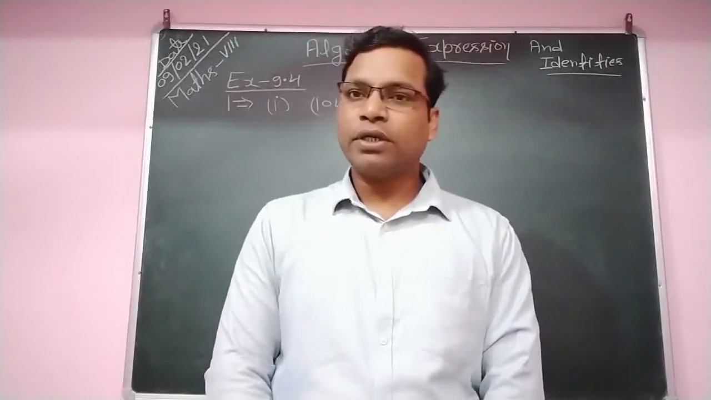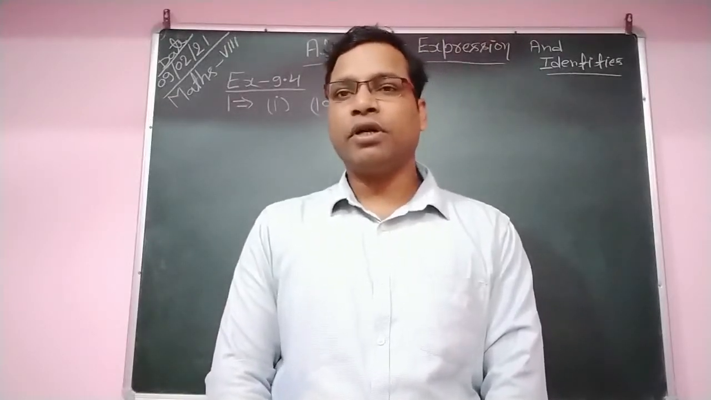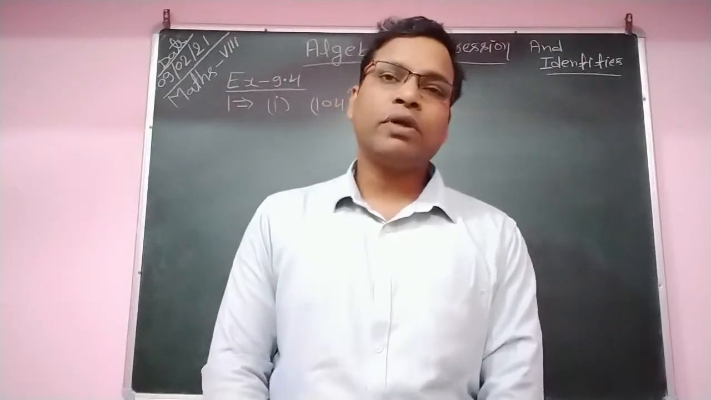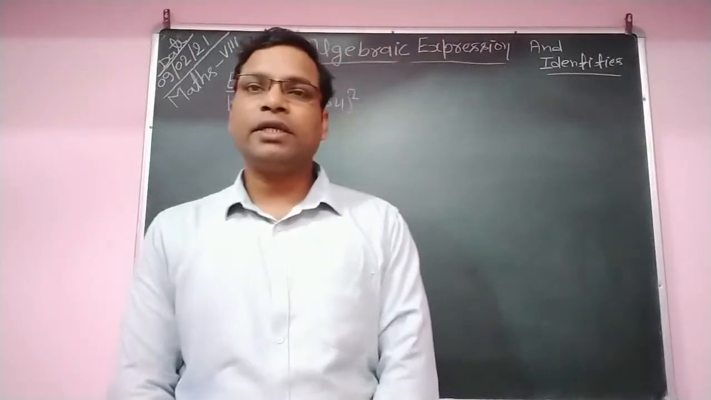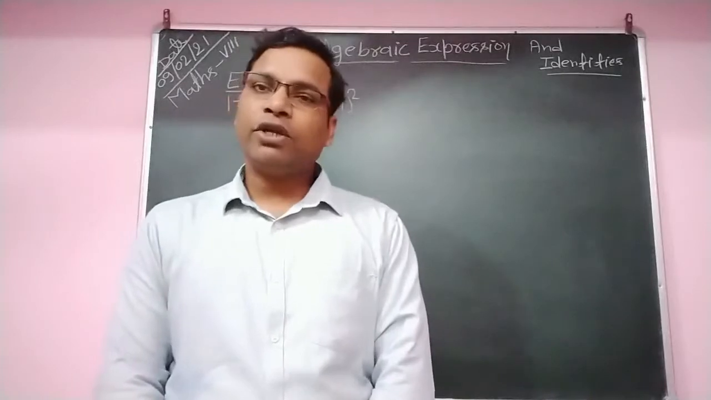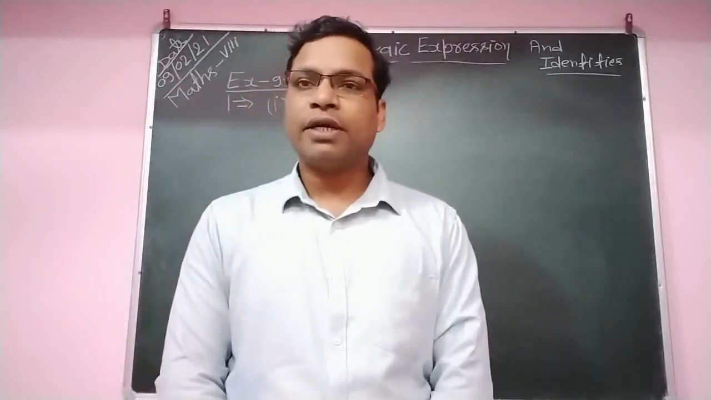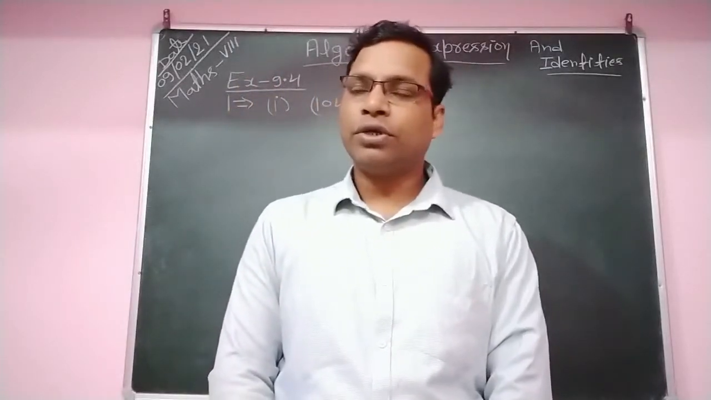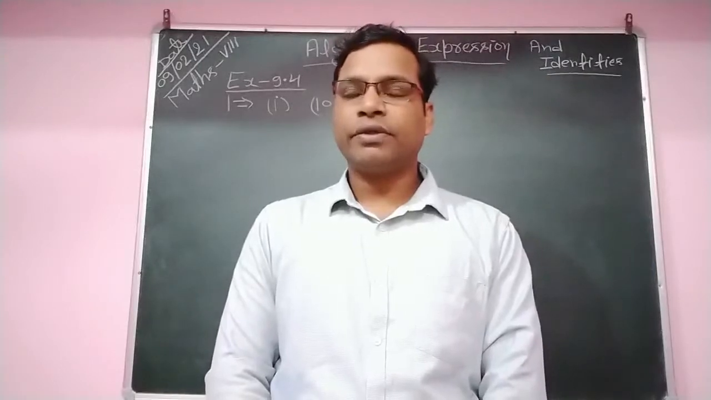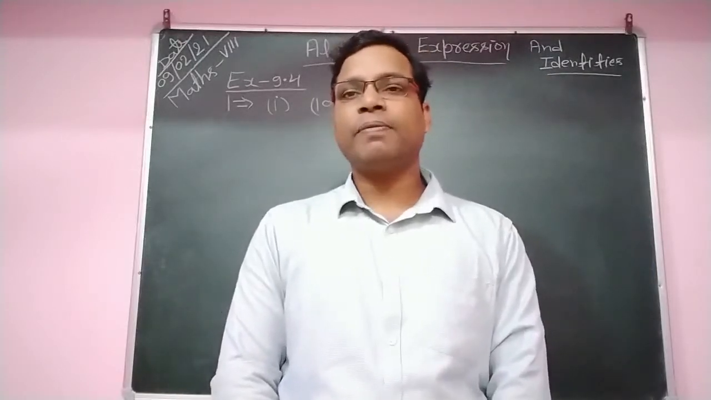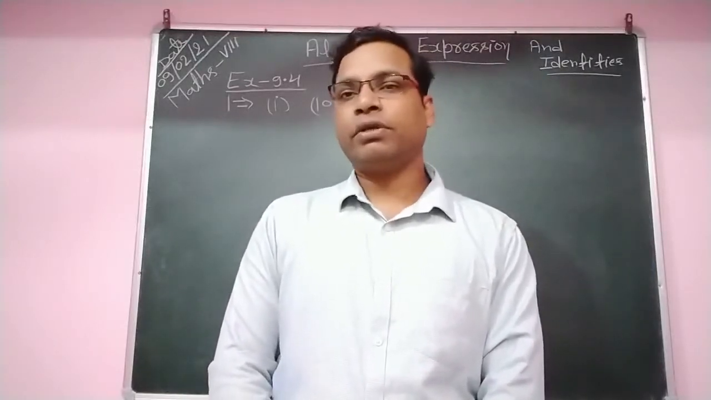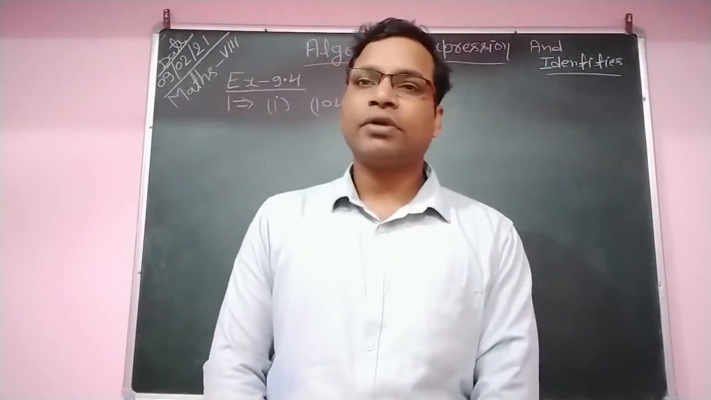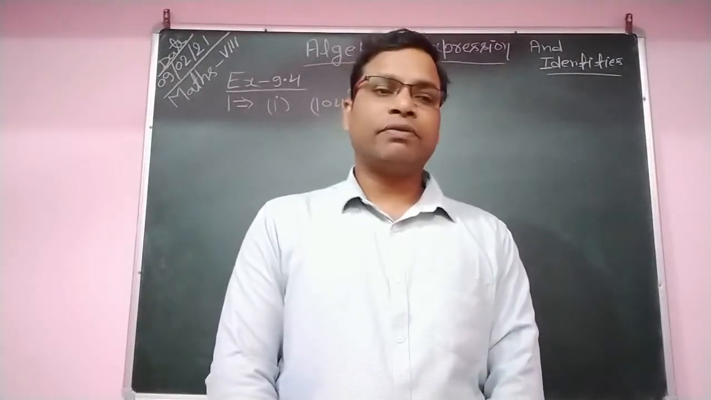Question number 1 of exercise 9.4. Using the identities, evaluate the following. The first part of question number 1 is the square of 104. We need to find the square of 104 by using suitable identities. So let's see how to solve it.